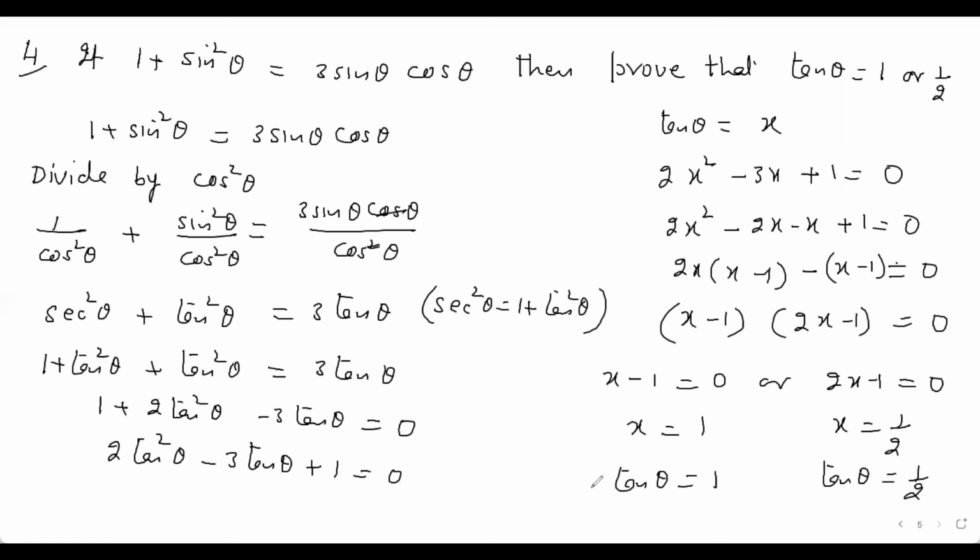First divide by cos square theta. Then change this in terms of tan theta because you want the value of tan theta. So change this in terms of tan theta. Then it will be a quadratic in terms of tan theta. Factorize it, you will get the value of tan theta. Either it will be 1 or it will be 1 by 2.